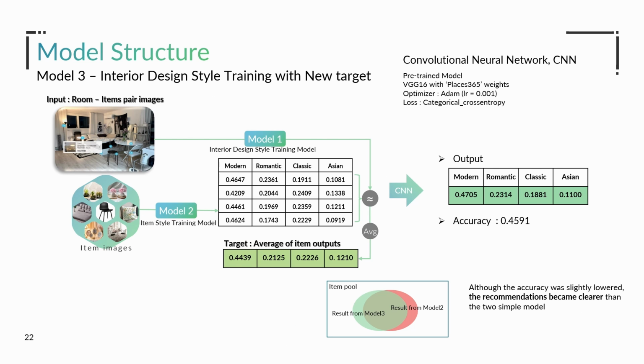The structure of this model is the same as Model 1, and the input is room-items pair images, and as described above, learning proceeds using the value obtained by predicting item in Model 2 as a target. This model uses item feature for room style training. Although the accuracy was slightly lowered, the recommendation became clearer than the too simple model.